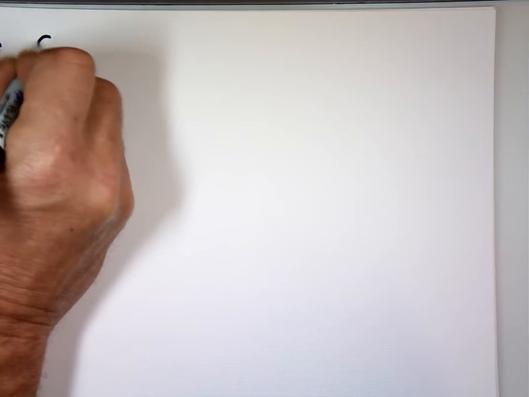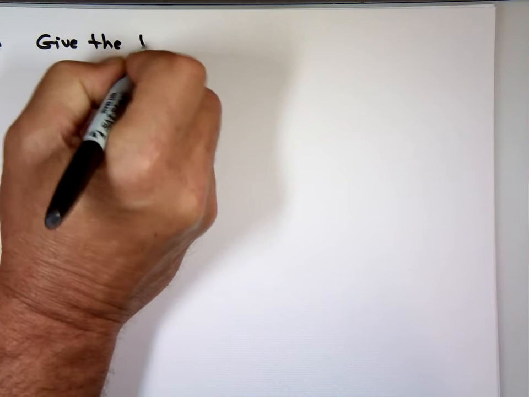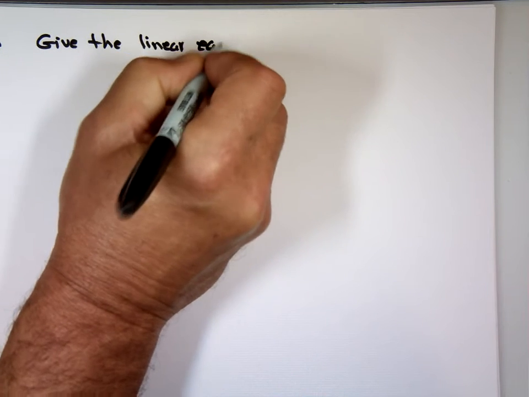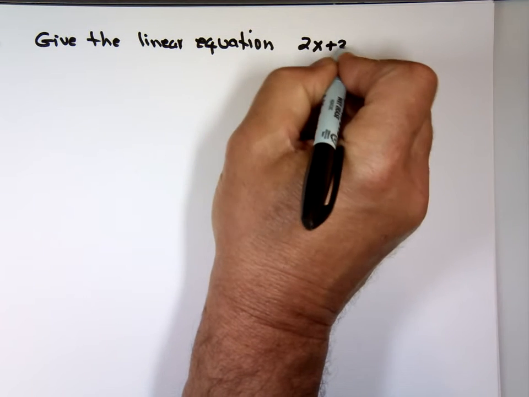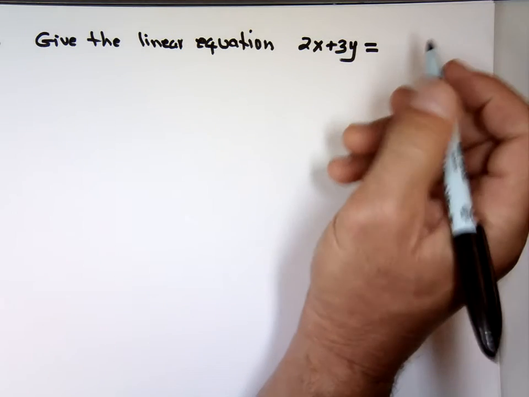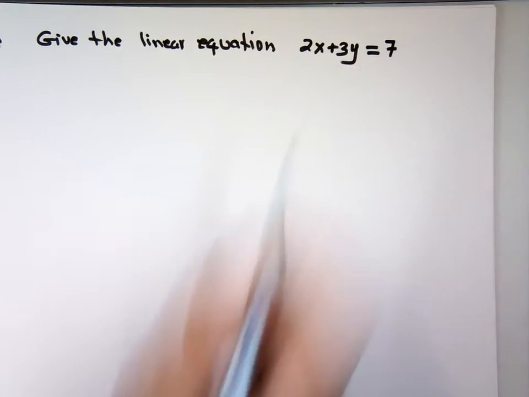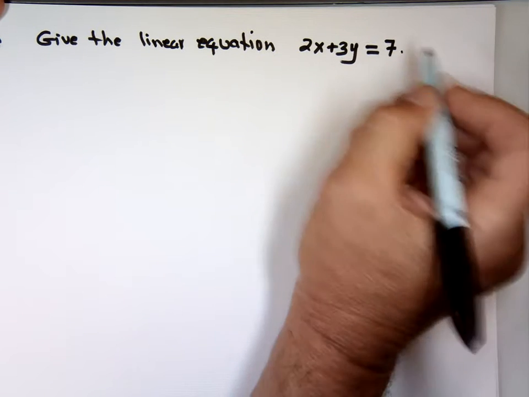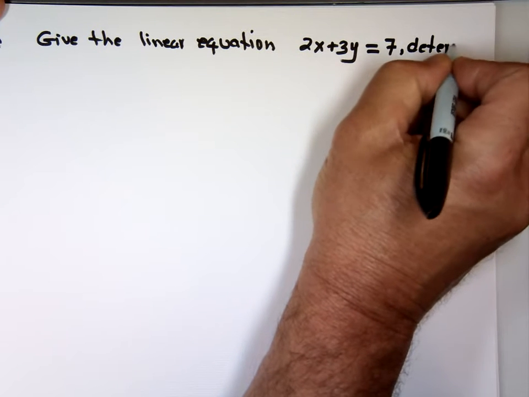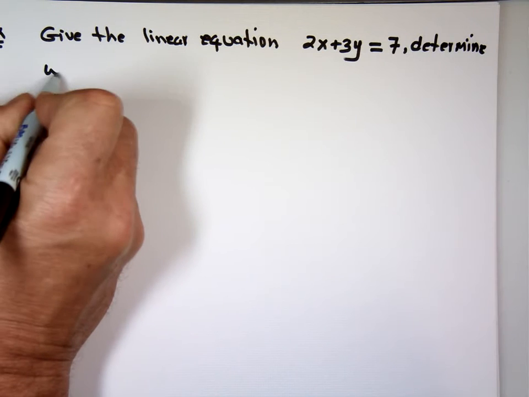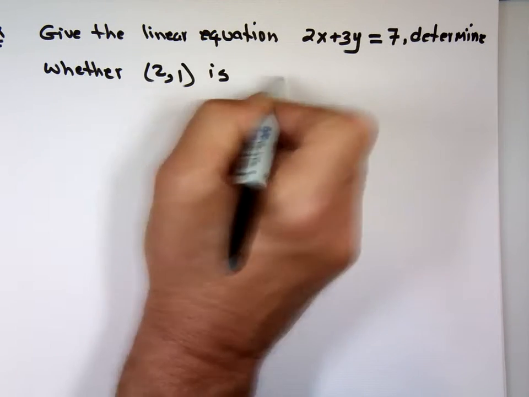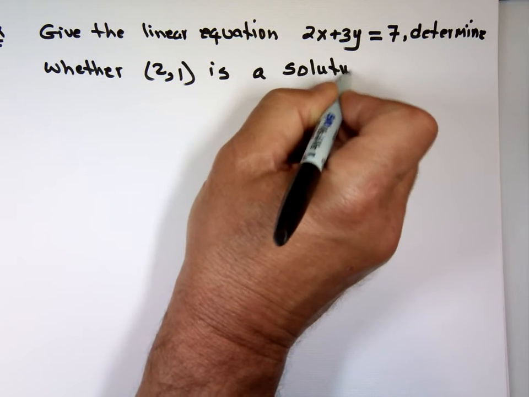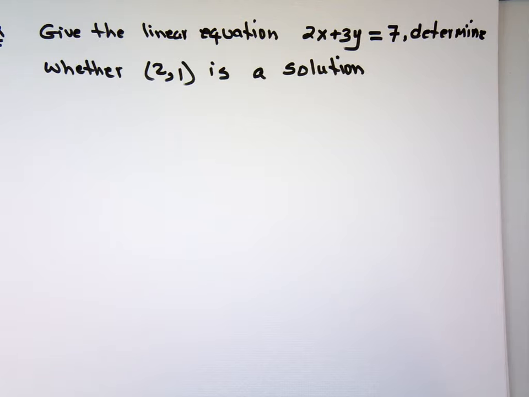So here's an example. Given the linear equation 2x plus 3y equals 7, determine whether 2, 1 is a solution. If the point 2, 1 is a solution.